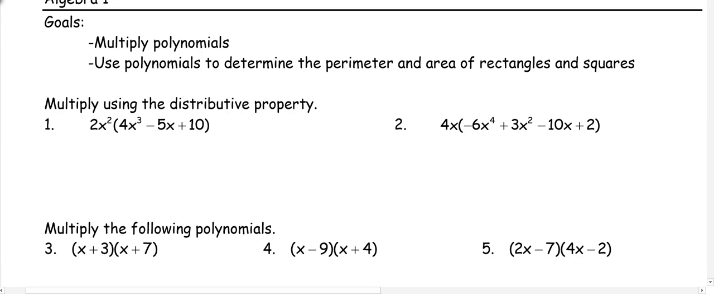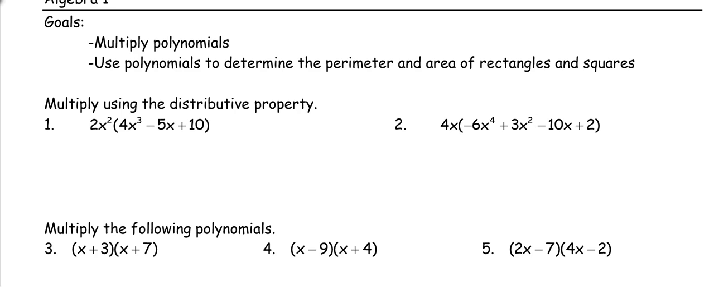This video is about multiplying polynomials and using polynomials to determine perimeter and area of rectangles and squares. So first we're going to start by multiplying with the distributive property. Now, when we multiply, we're going to add the exponents together and we're going to multiply the coefficients, which are the numbers next to the variables, together.